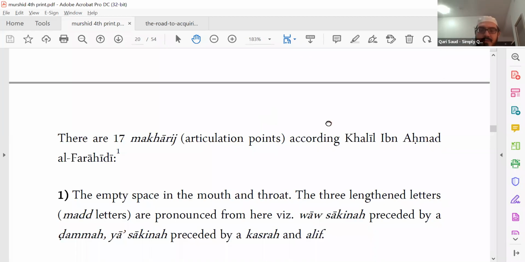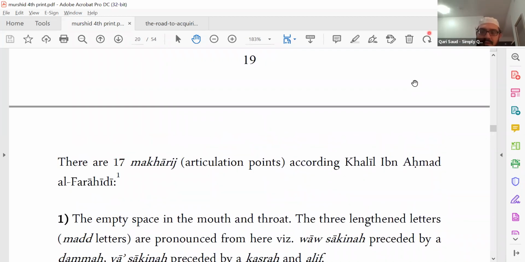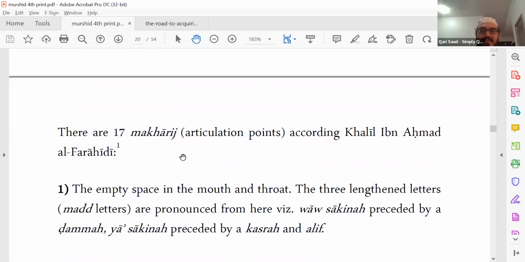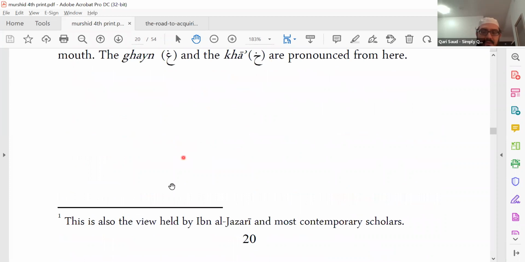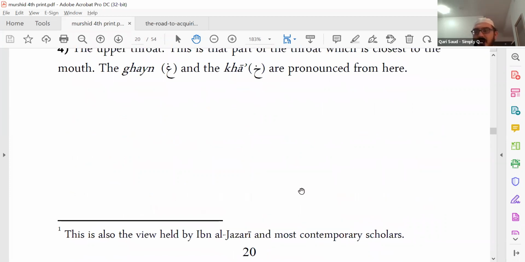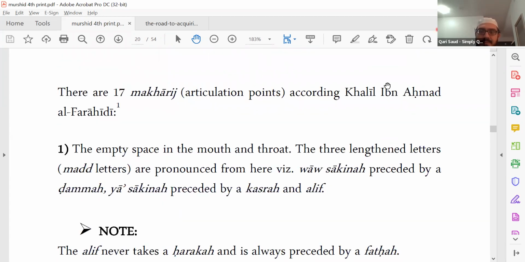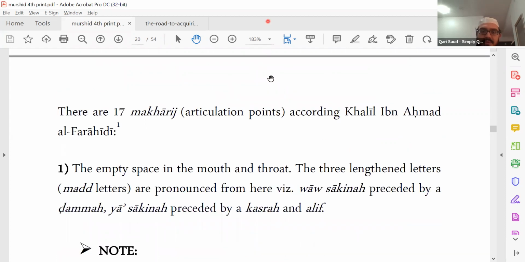Now, how many Makhārij are there? According to Khalil ibn Ahmad al-Farahidi, there are 17 Makhārij, okay? There are 17 Makhārij. And this is also the view held by Imam Ibn al-Jazari, and most of the scholars hold this view, okay? So there are 17 points of articulation. Okay, good. Someone said 17, very good.